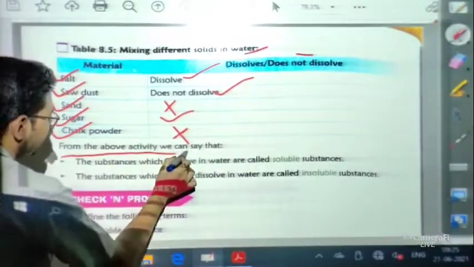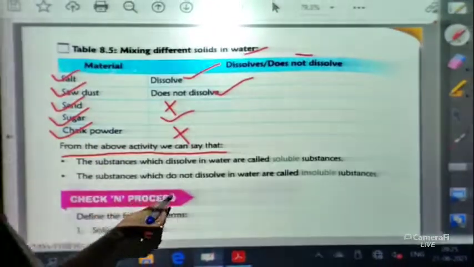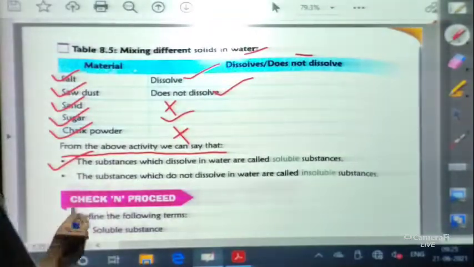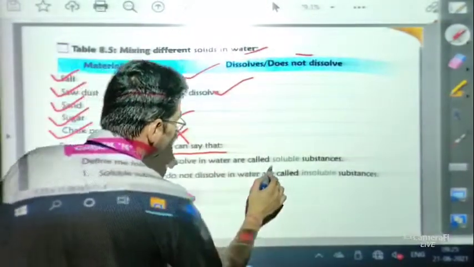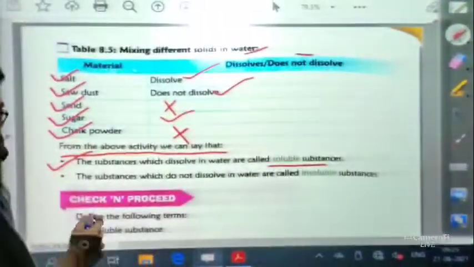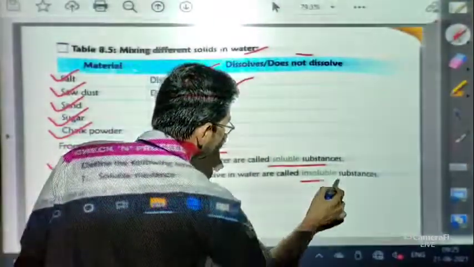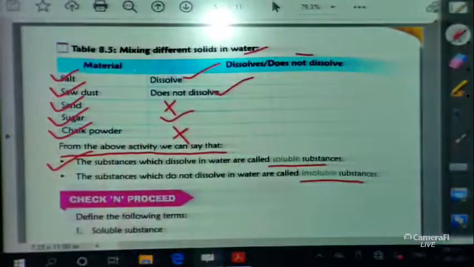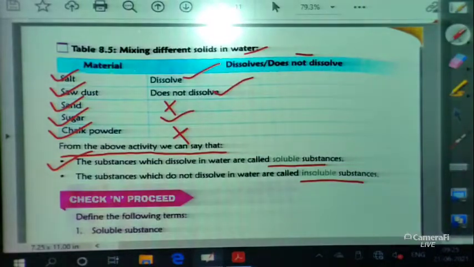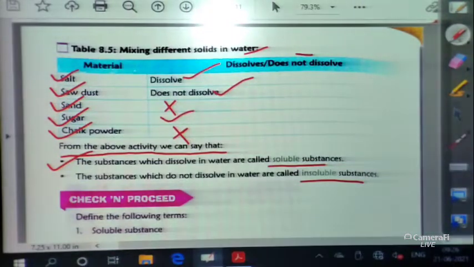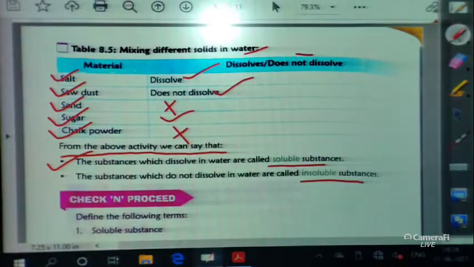Now from the above activity, we can say two things. The substances which dissolve in water are called soluble substances, and the substances which do not dissolve in water are called insoluble substances. So two terminologies are there, soluble substances and insoluble substances.